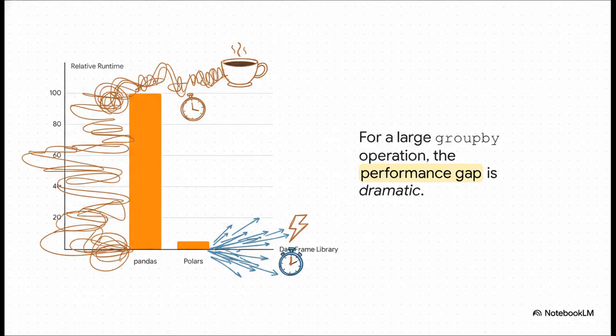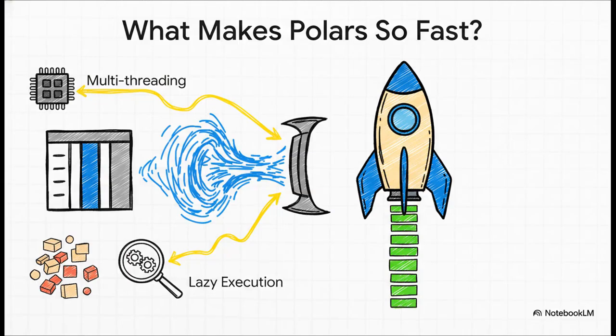It's huge. For a really common task like a group by on a big data set, we're not talking about a small improvement. It is a dramatic leap. Polars can be orders of magnitude faster. It turns what used to be a go-get-coffee operation into something that's done in just a couple of seconds. So how does polars pull off this magic trick?